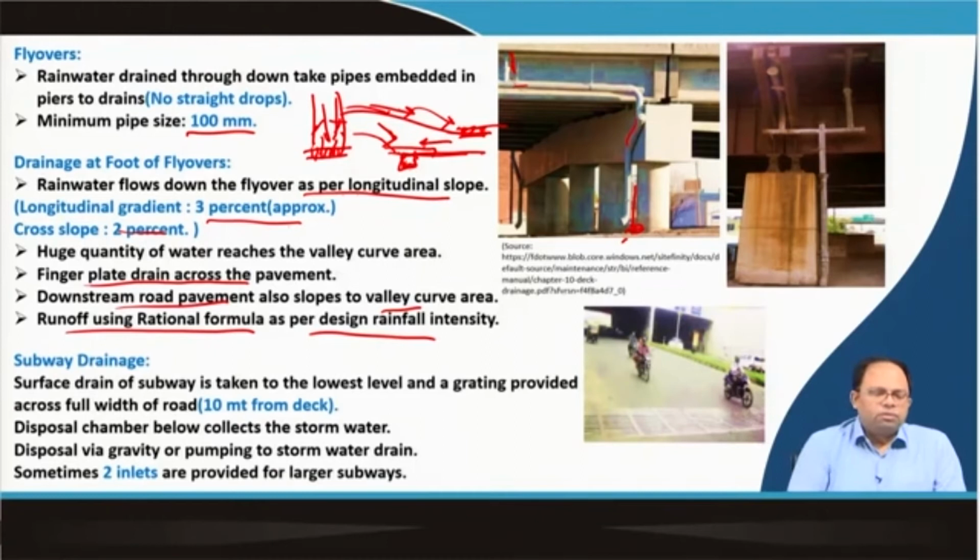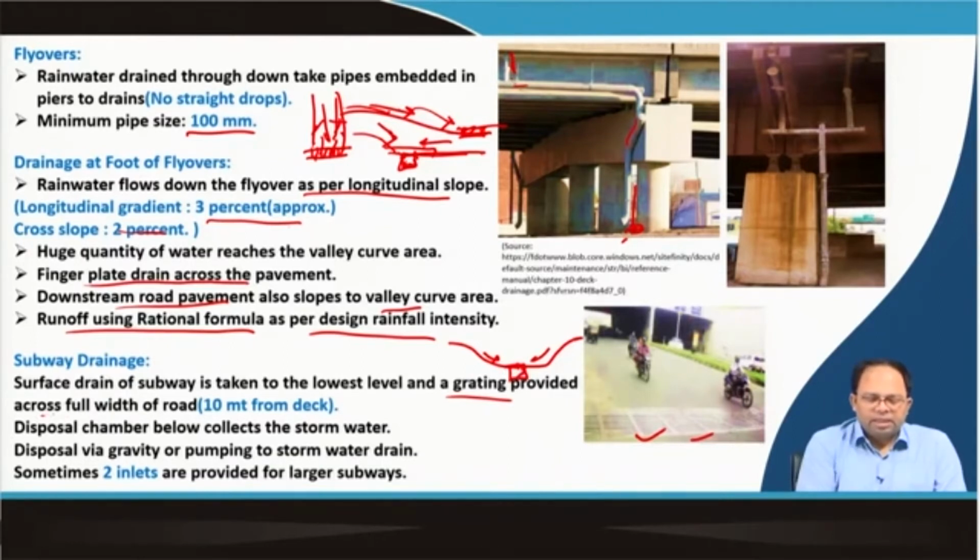So, similar to flyovers, this is the finger drain that we are talking about. Similar to flyovers, for subways also we need to consider drainage, and surface drains of subways are taken to the lowest level and a grating is provided. So, subways, of course, the road goes down, so the water comes to the bottom. There again grating is provided and we collect the water in this particular drain.